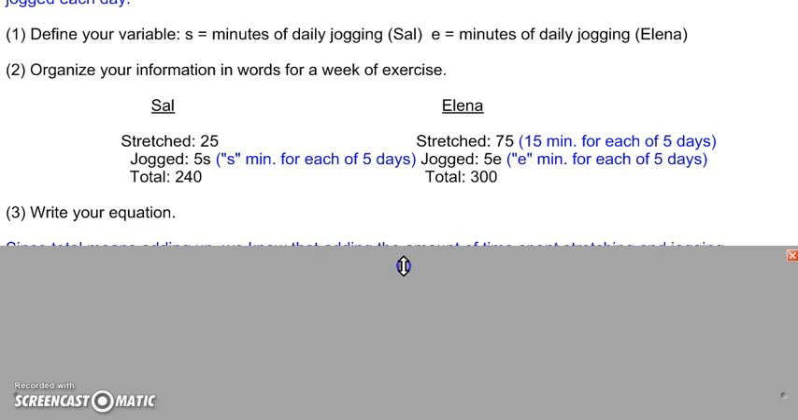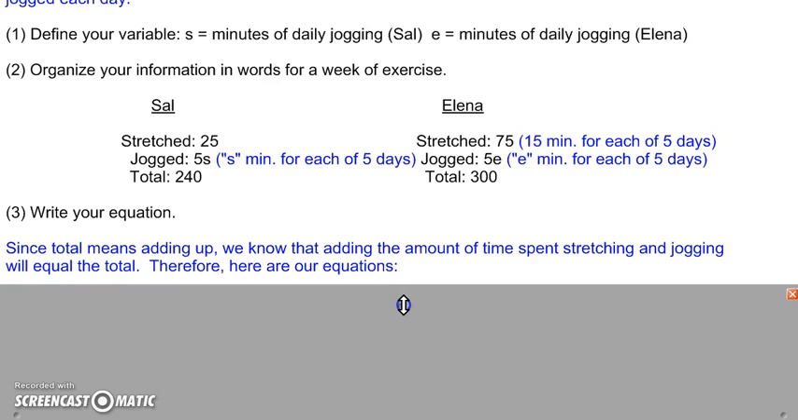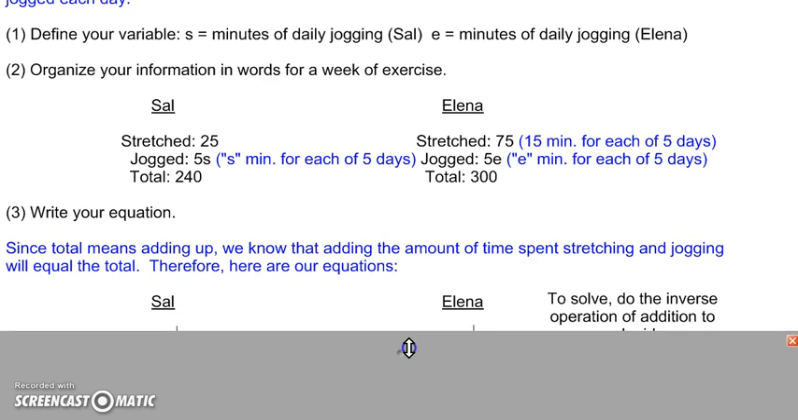And from there we want to write our equation. Since total means adding up, we know that adding up the amount of time spent stretching and jogging will equal the total. Therefore, here are our equations.